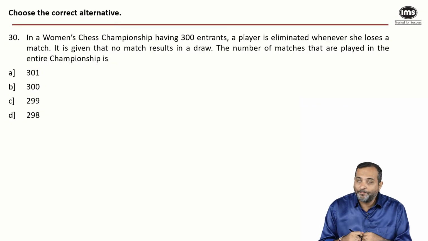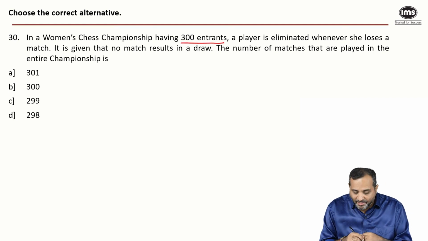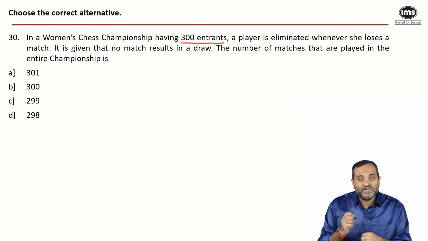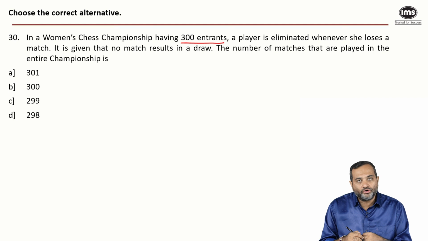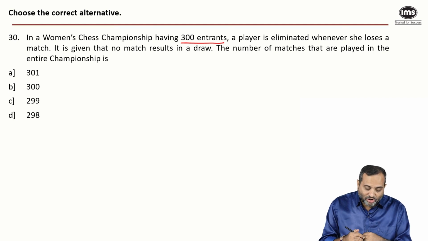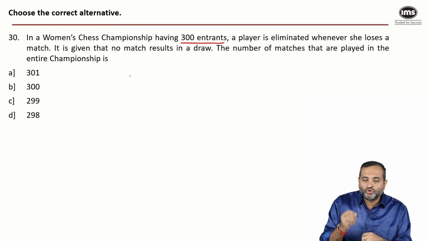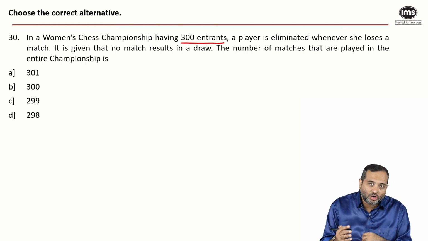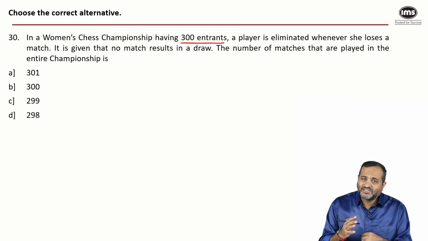In a chess championship having 300 entrants, a player is eliminated whenever she loses a match. It is given that no match results in a draw. Find the number of matches that are to be played in the entire championship. Can I say this is nothing but a knockout tournament? What is a knockout tournament? If a player loses, they are out. So it's a very simple question.